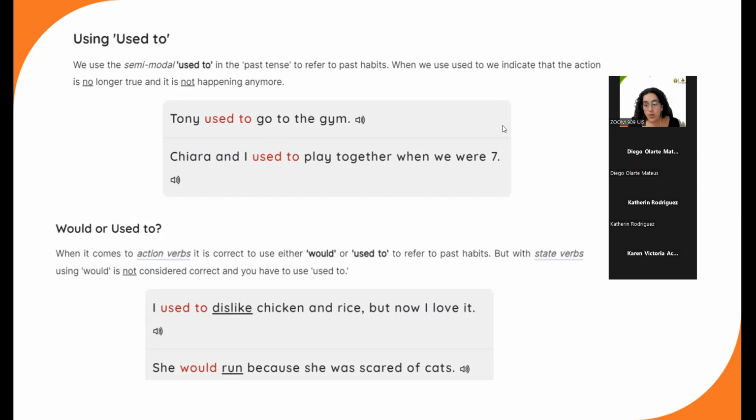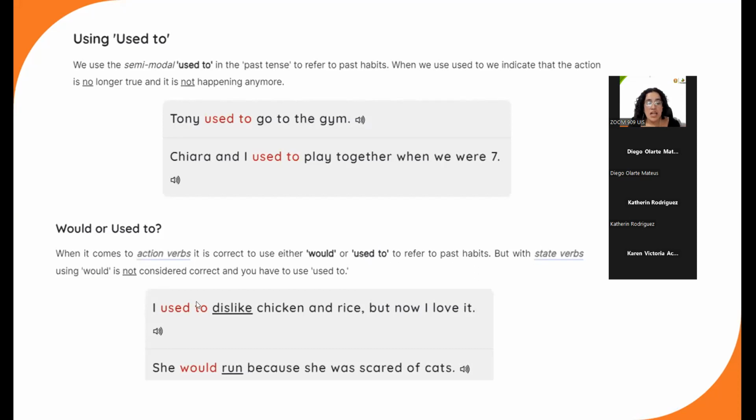So, let's differentiate when we use would and when we use used to. So, for action verbs, we can use both would or used to, okay? To refer to past habits. But when we talk about state verbs, what are the state verbs? Remember the state verbs? Can you give me some examples of state verbs? Like, love, hate, think, smell, all the senses, these are the state verbs. So with these type of verbs, we only use used to. We cannot use would, okay?